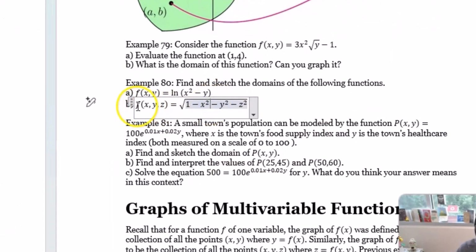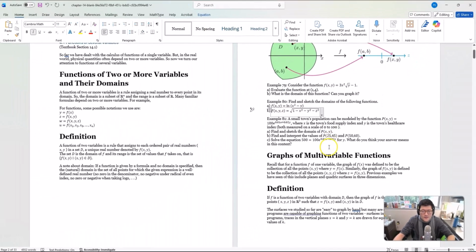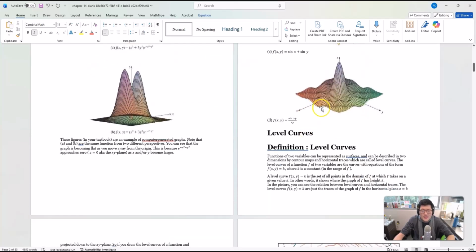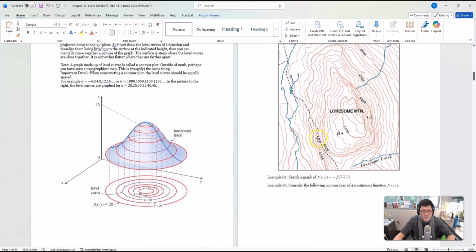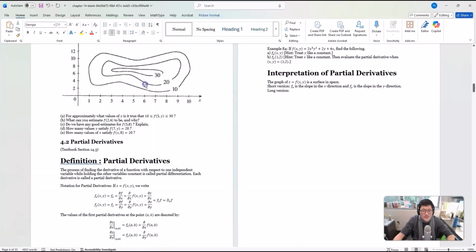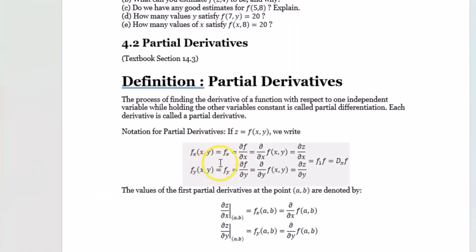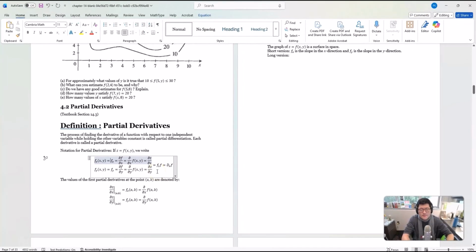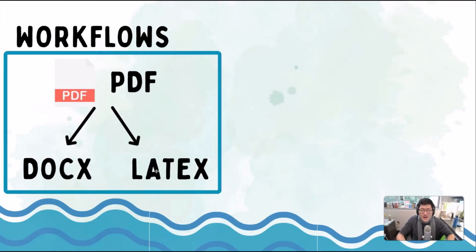However, you'll go here and see that the equations have been converted to the Microsoft Equation Editor, and we can see some more examples here. This is an image. This is also remaining an image, but we can see here these partial derivatives have been converted into the equation editor. So far, we've covered the workflow of going from a PDF to a Word document or a LaTeX file.